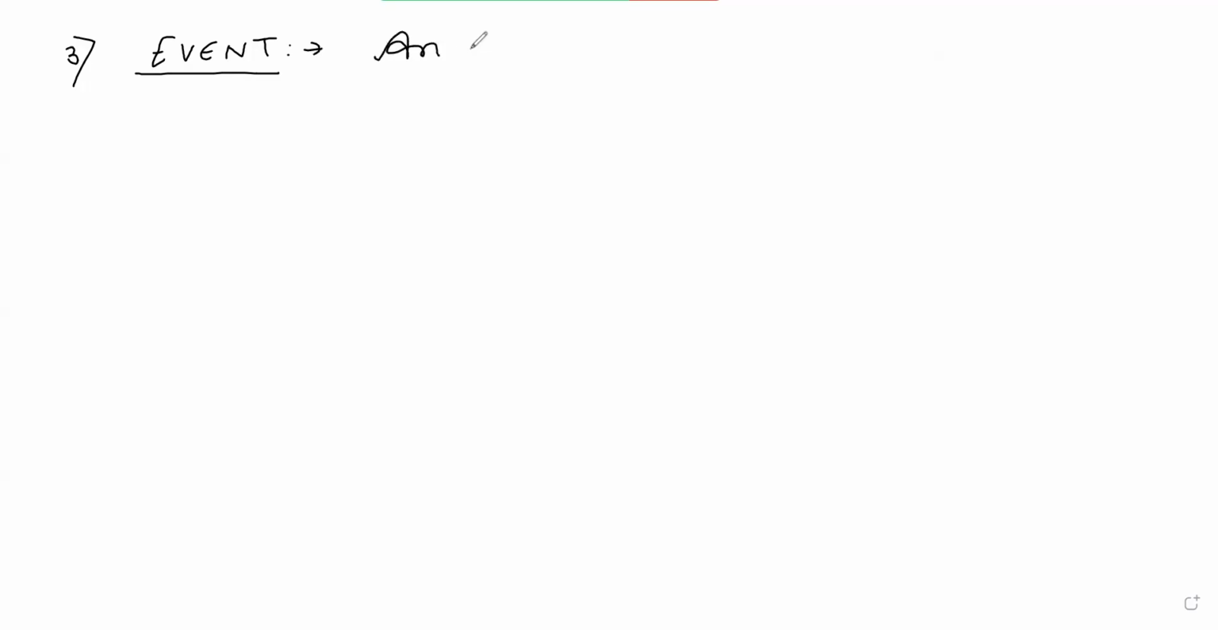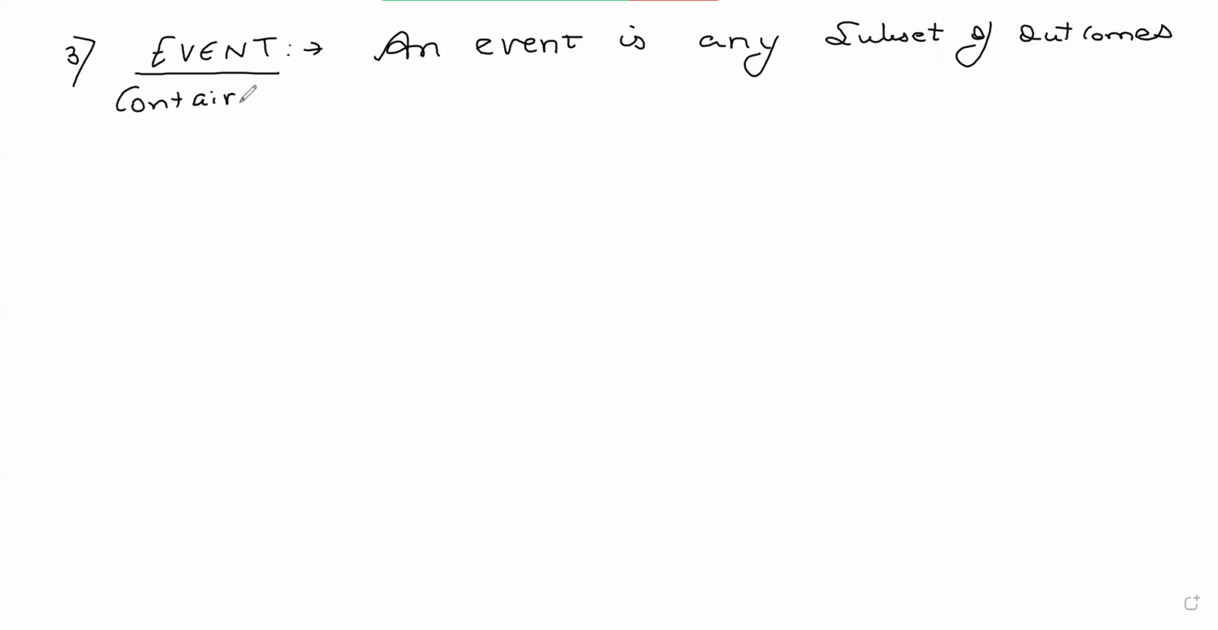So an event is any subset of outcomes contained in the sample space delta. An event is any subset of outcomes contained in the sample space delta.